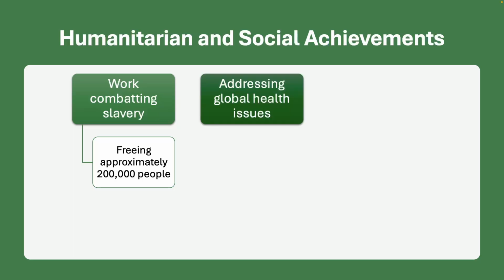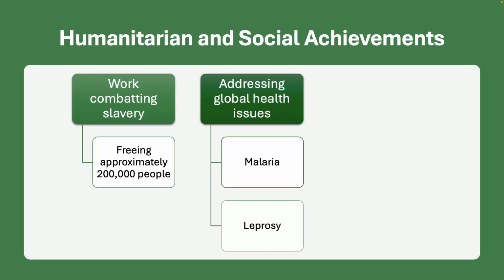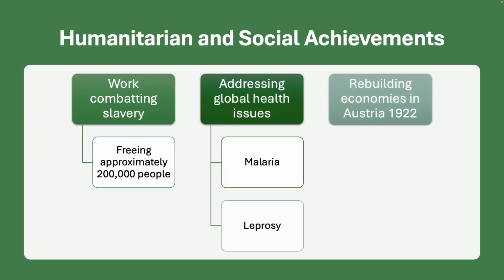It also had a very good record in terms of trying to deal with global health issues, for example, malaria and leprosy, and helped rebuild the economies in Hungary in 1923 and Austria in 1922. It established the institutions of the Permanent Court of Justice and the International Labour Organization, and health committees that were vital in conducting anti-disease campaigns.